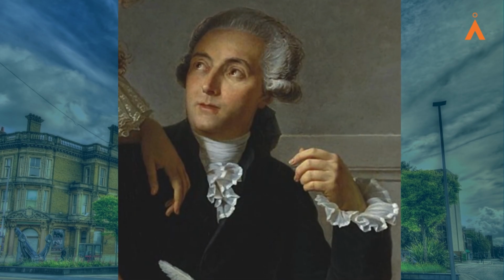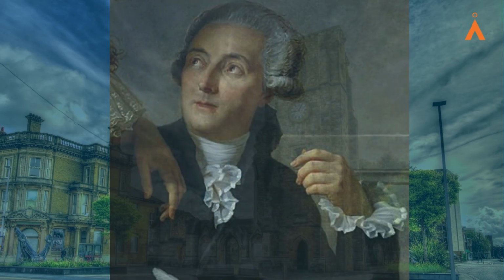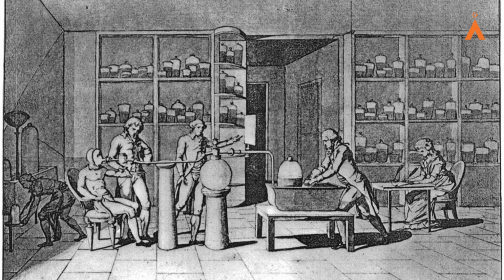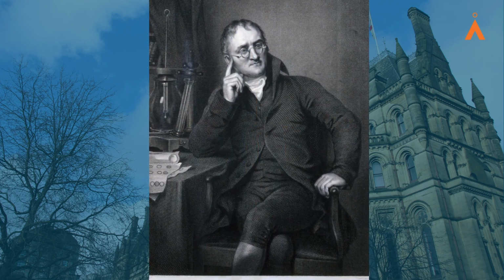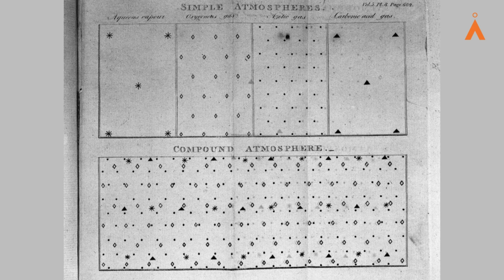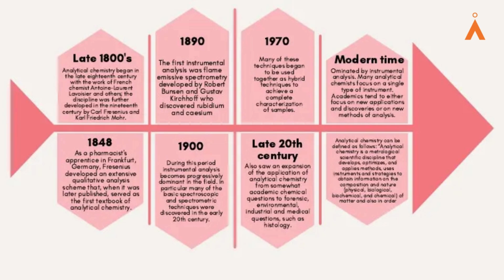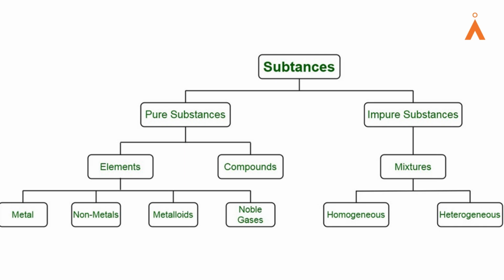Antoine Lavoisier's work in the late 18th century laid the groundwork for modern chemistry by introducing the concept of chemical elements. John Dalton's atomic theory in the early 19th century further clarified the distinction between pure elements and compounds. Advancements in analytical techniques in the 19th and 20th centuries enabled precise identification and characterization of substances, enriching our understanding of purity and impurity in chemistry.